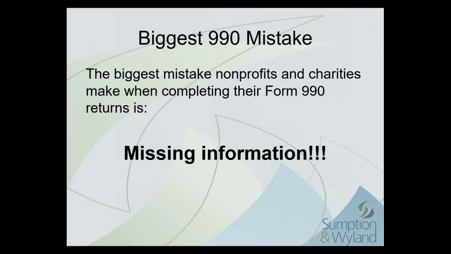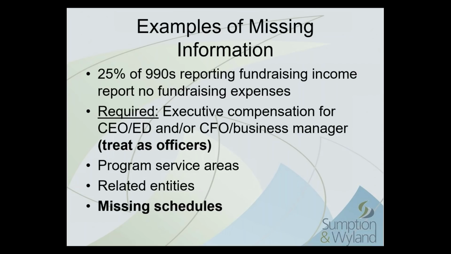The biggest mistake nonprofits and charities make when completing their Form 990 returns is missing information. You really have to fill in the blanks that need to be filled in. It's amazing how many organizations forget, like I said, the CEO compensation, the CFO compensation, particularly if it's below 150,000 a year. And I have some other examples on the next slide. If we can go to that.